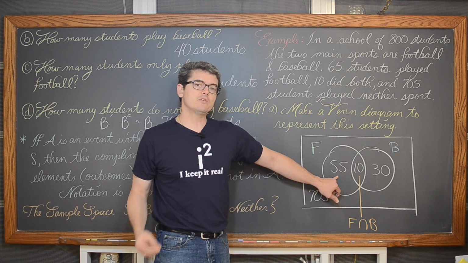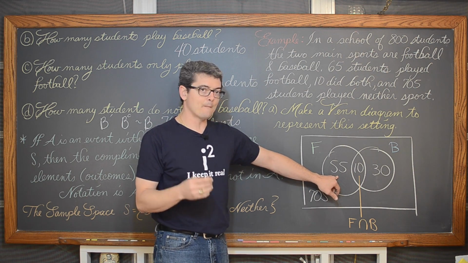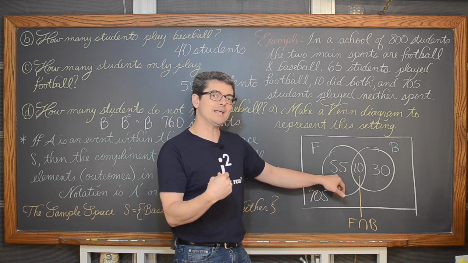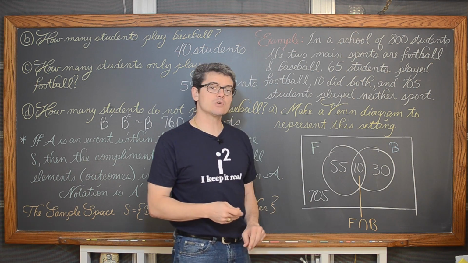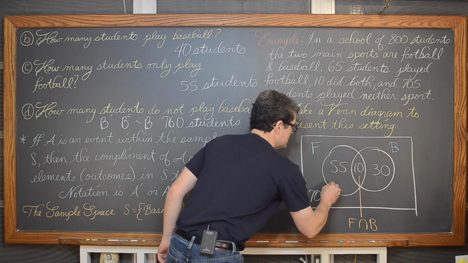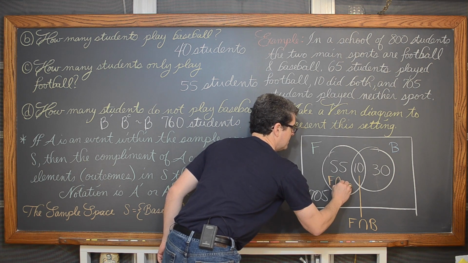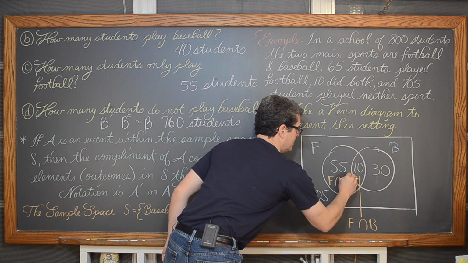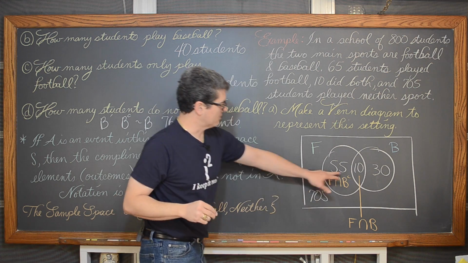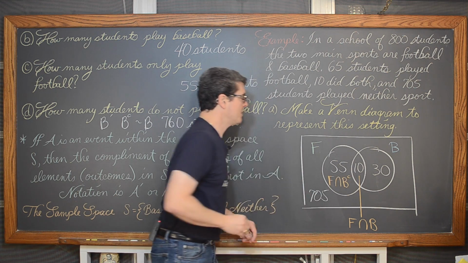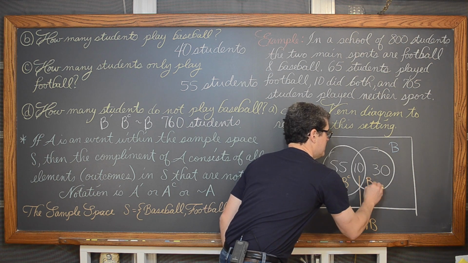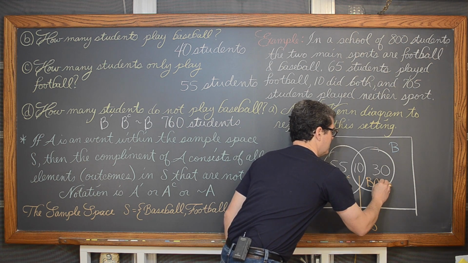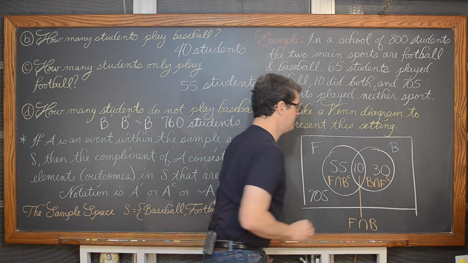Now, we talked about these 55 students playing football, but they're not within the baseball circle. So this portion of our Venn diagram is going to be football and not baseball. That's a little C right there if it's not very legible. This portion, the 30 students, those are the students that are playing baseball and they're not playing football.